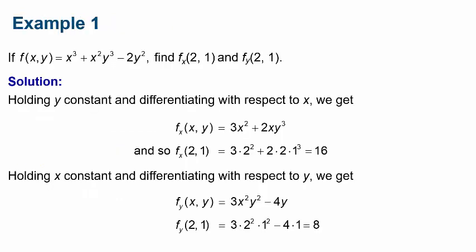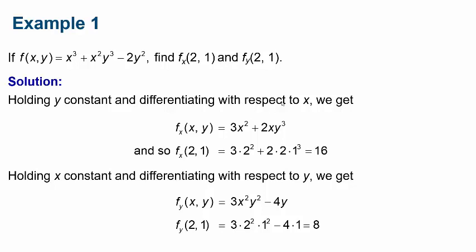All right, so let's do an example here that has two parts. I've got this two variable function f of x y. It's equal to x cubed plus x squared y cubed minus 2y squared. I want to find the partial derivative with respect to x evaluated at 2, 1, and I want to find the partial derivative with respect to y evaluated at 2, 1.